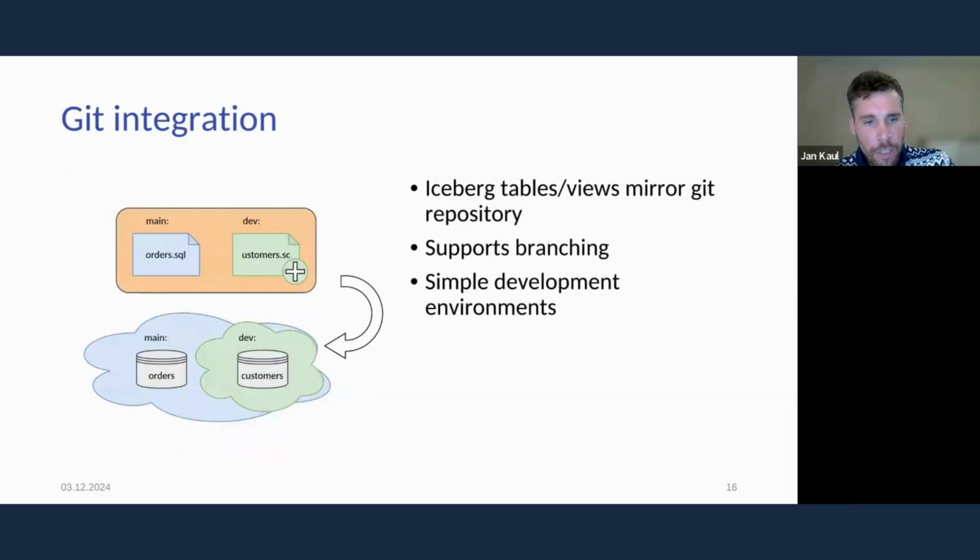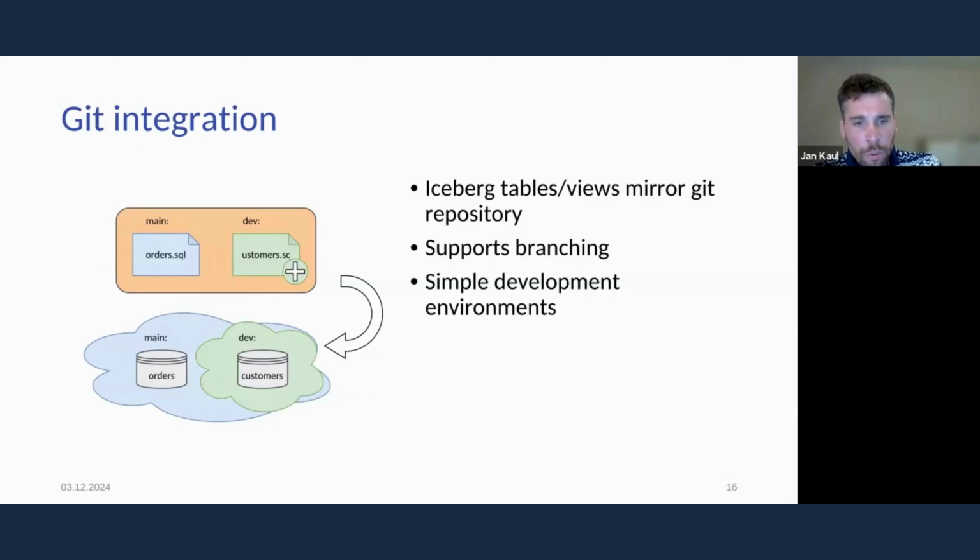Additionally, Dashtool directly integrates with Git version control. Since Iceberg tables support branching, Dashtool mirrors the definition files of your transformations to the Iceberg table branches. So if you have, for example, a main branch with certain transformations, and you would like to add another transformation in a development branch, you can just create a SQL file containing the query and add this to the development branch in your Git repository.